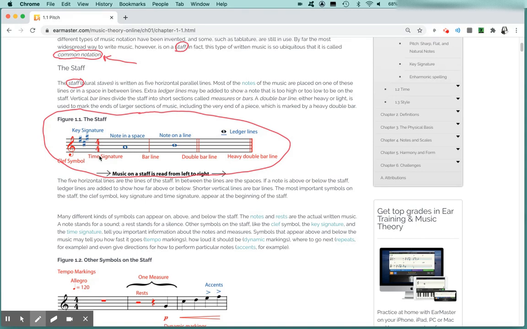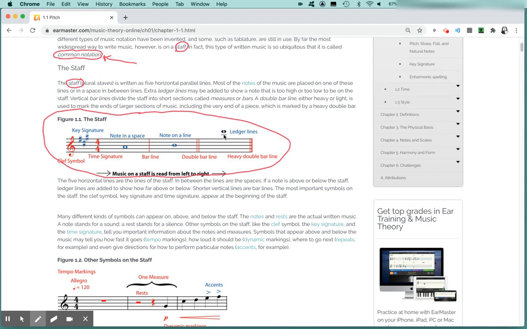It tells us whether it's in, like, 1, 2, 3, 4, which would be 4 over 4. If it were a 3 over a 4, it would be 1, 2, 3, 1, 2, 3. A little different feel. This is a note written in a space. This is a space. In between the lines is a space. On the line is on the line.